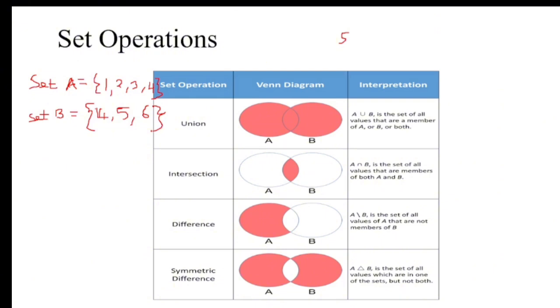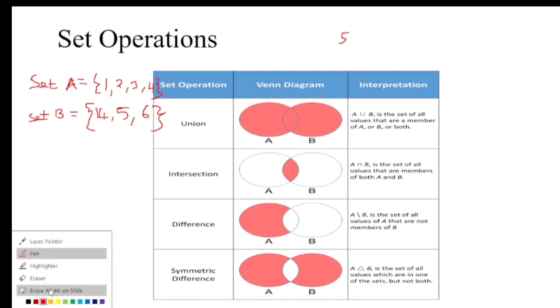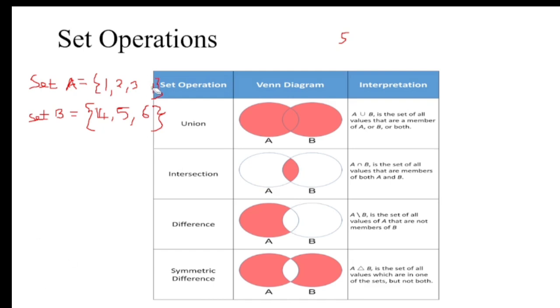So how does the union operation work? A union operation is a set of all values that are a member of A or B. Let me say I have 1, 2, 3, 4, 5, and 6. So I want to get set A union set B.